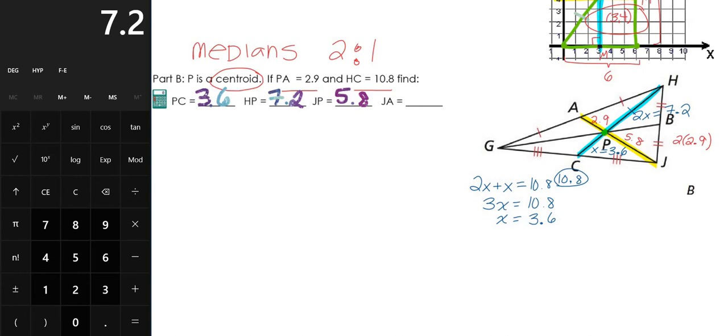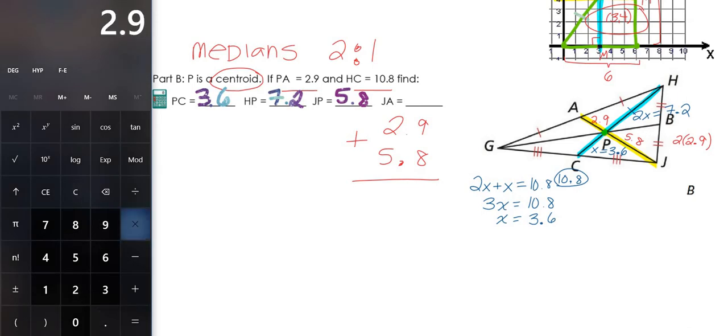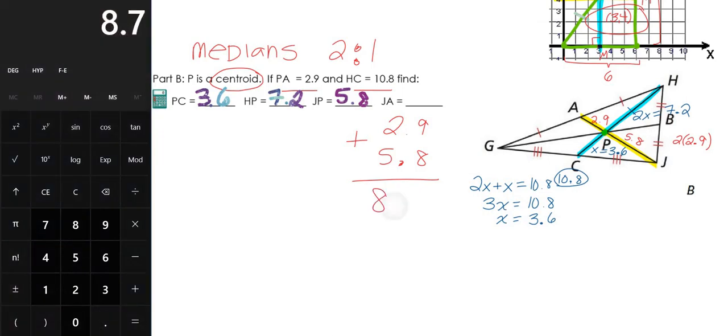So to get JA, I'm going to do the 2.9, the little piece, and then the 5.8, which I found after doubling it. And we're going to add them together. So in my calculator, 2.9 plus 5.8 is 16. Oh, I think I did something wrong. Do it one more time. 2.9 plus 5.8 equals, I get 8.7. So my final answer for the length of JA is 8.7. So this is the concept of centroid.